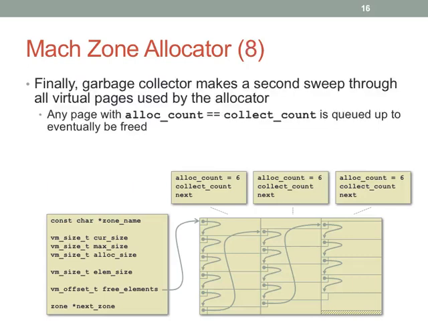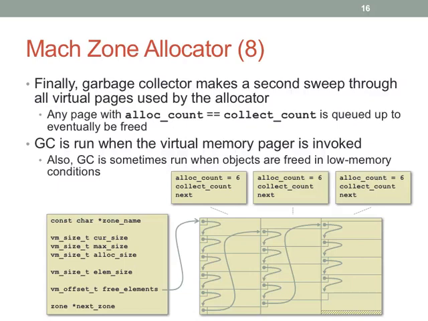Okay, so we go through a second sweep and find pages that are available, and then they will be queued up to be freed. Okay. Now here's the thing. You may notice that we set up this nice clean memory pool, this nice clean object pool, and if it's brand new, which pages can we reclaim?